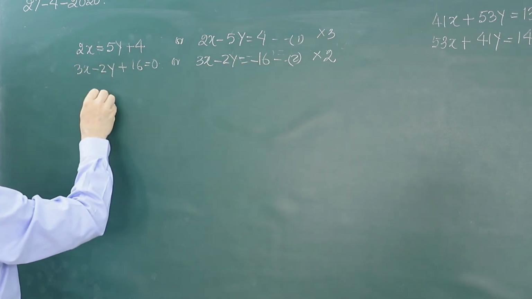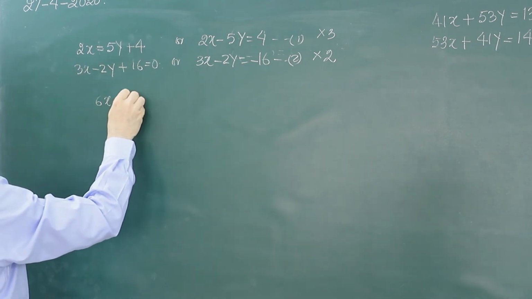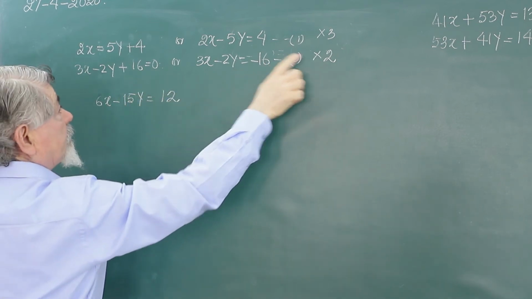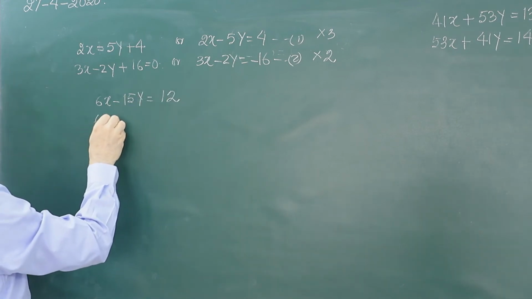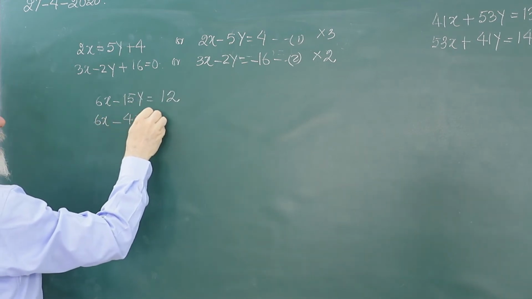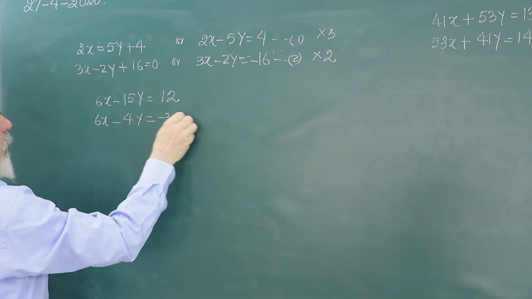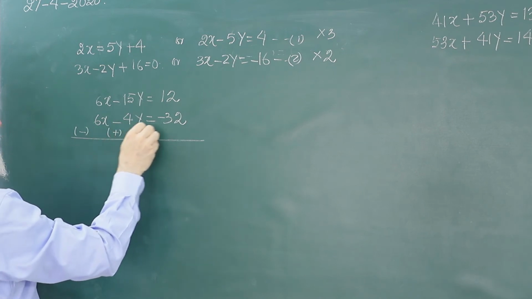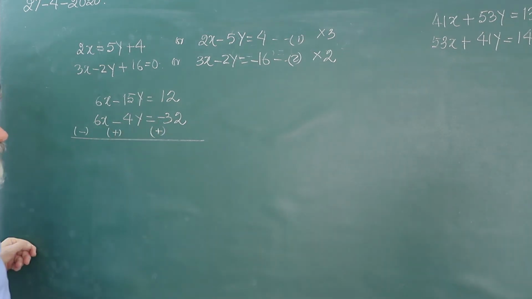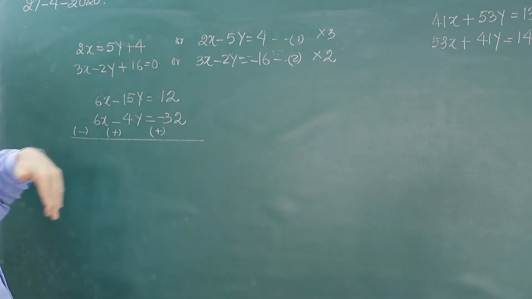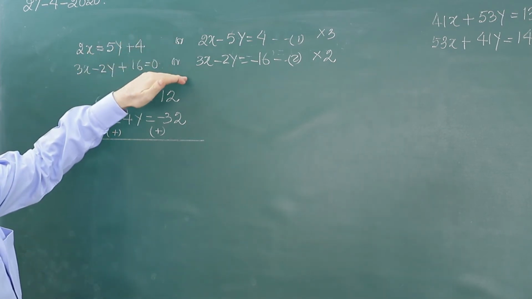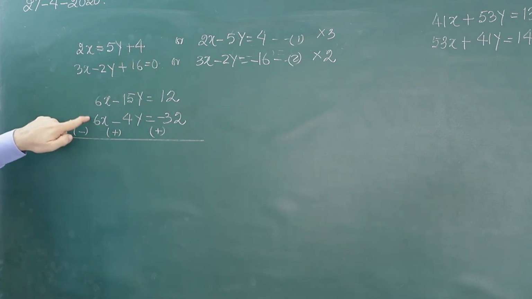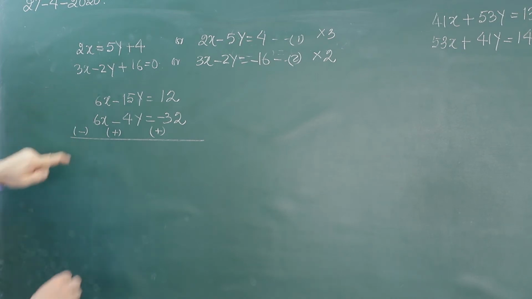So 3 2s are 6x, 3 5s are 15y is equal to 3 4s are 12. When I multiply it by 2, 2 3s are 6x, 2 2s are 4y is equal to minus 32. Again, I'll have to subtract, because in all these cases till now, I have not come across where I have to add. Because here, when do we add? When the signs are of the opposite nature. One is plus, the other is minus. Here both are the same, plus plus, so we subtract to eliminate.